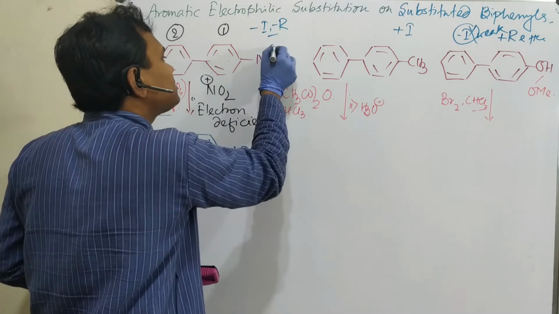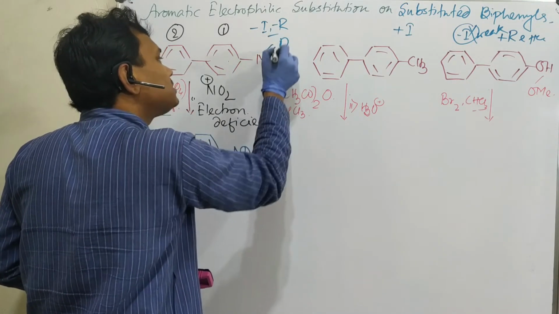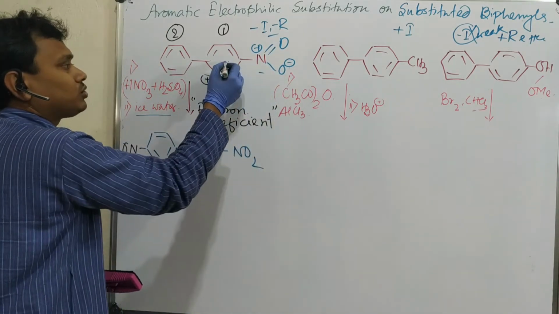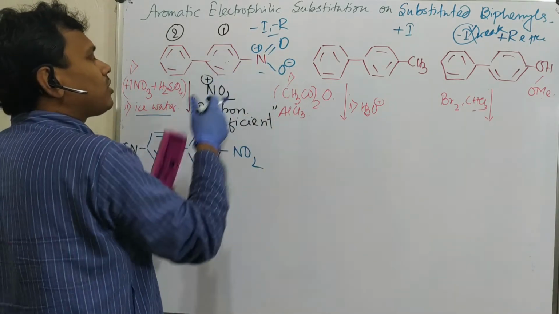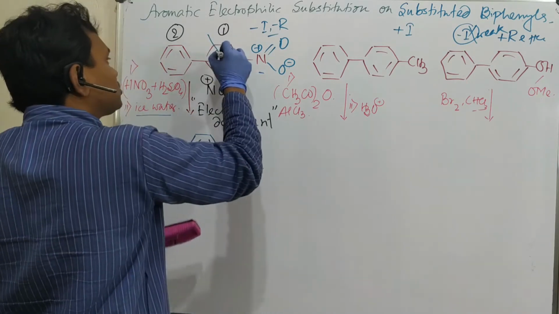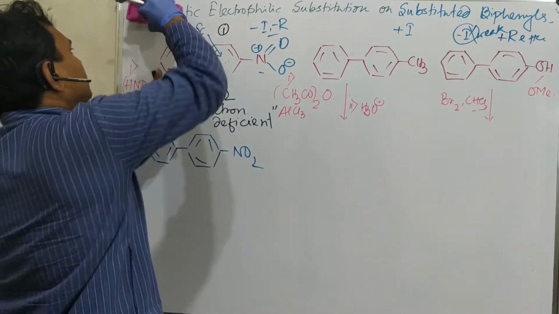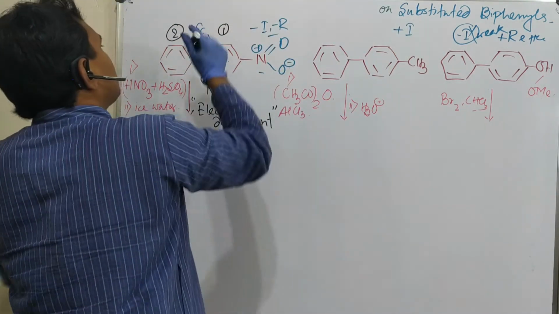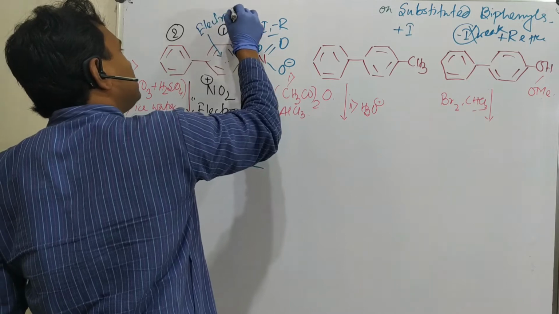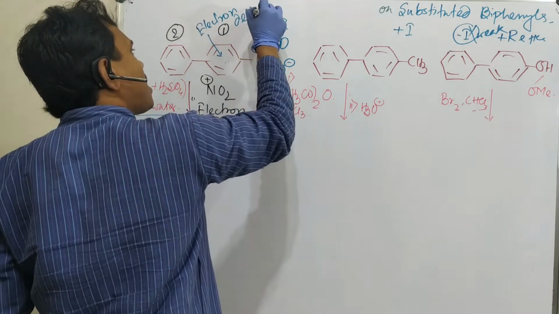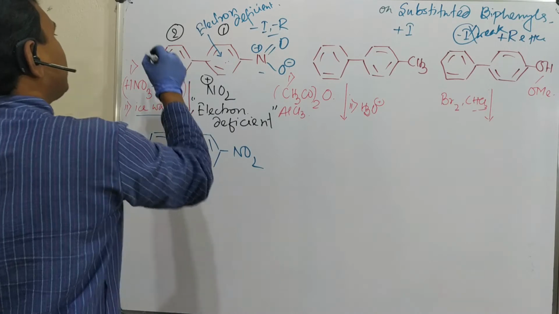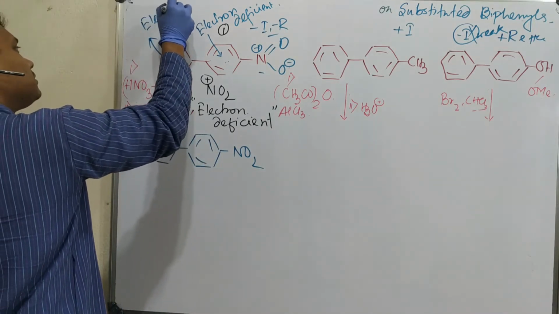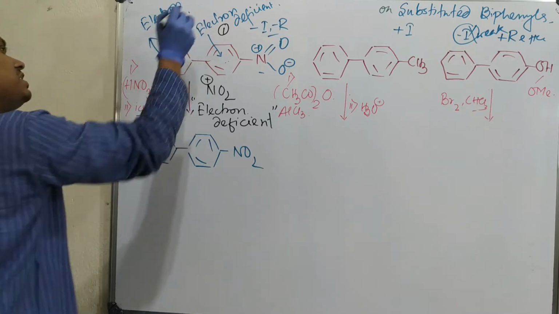How can you understand this better? This is oxygen. This is oxygen. So it is electron deficient. So this is electron deficient. This number 2 is electron rich, but this is an incomplete word.